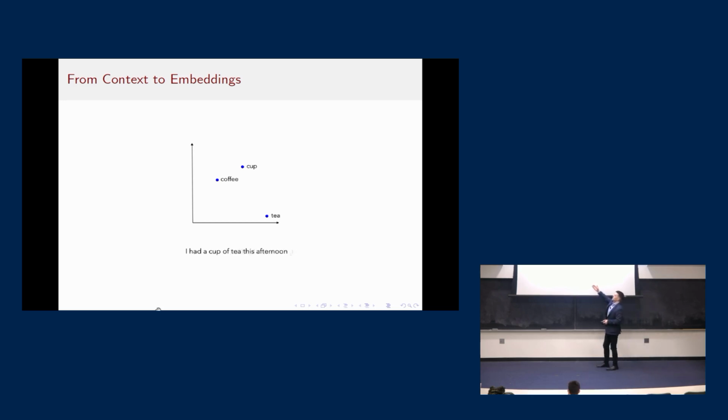But then I observe another sentence. I had a cup of tea this afternoon. Okay? So look, here's our target, here's our context, right? So we learn again that tea and cup seem to be similar. There appears to be something contextually related about tea and cup. But what I learned from that is that tea must be close to cup.